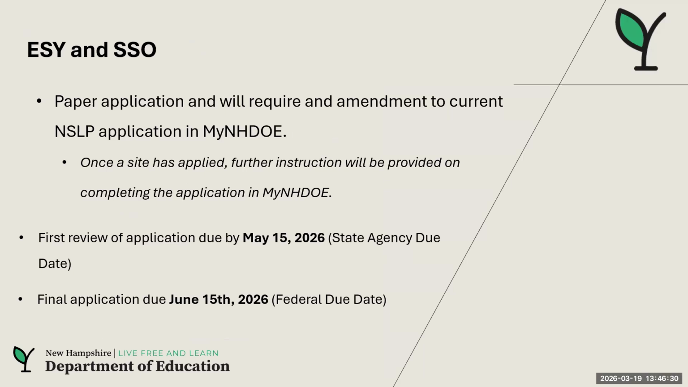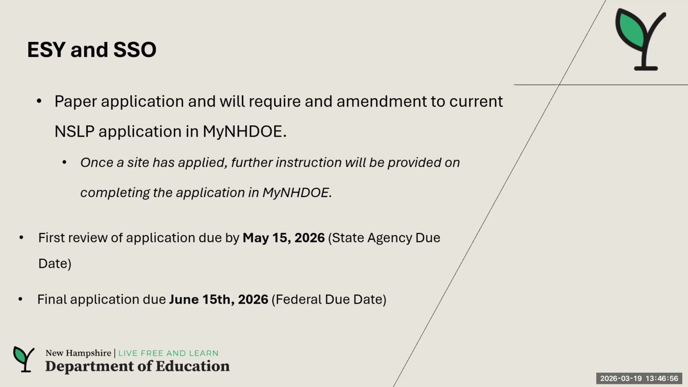For extended school year and SSO, there will be a paper application and it will require an amendment to your current NSLP application. So the paper application is fairly straightforward. It's 2 pages, just putting general information in there. And once a site has applied, either myself or somebody else in our office will give you further instruction on completing the amendment in My NHDOE. It's really just amending dates, uploading the approved paper application, and just making sure you're all set.